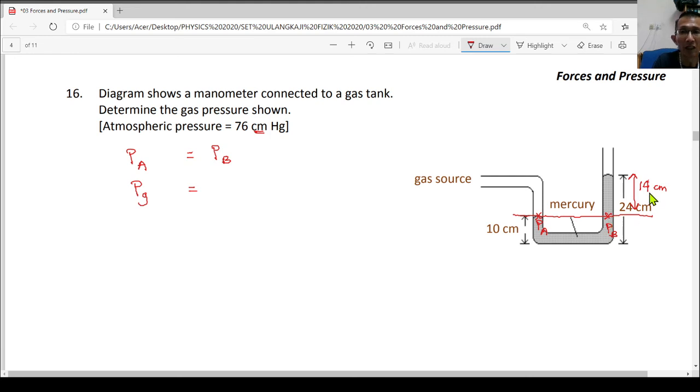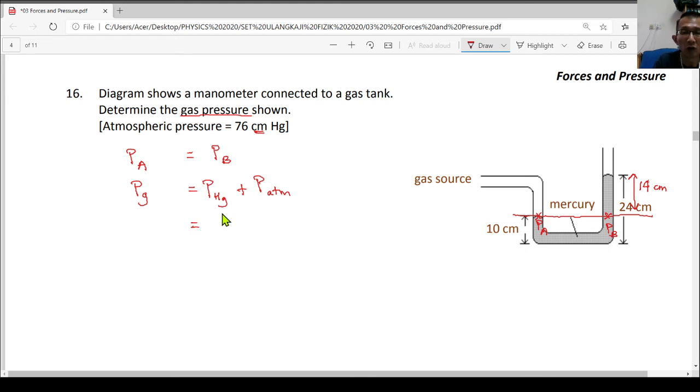I have 14 centimeter of mercury immediately above the point, and then above it I have P atmospheric. Correct? So I have here P due to the mercury plus the atmospheric pressure. And what we want to find here is the gas pressure.